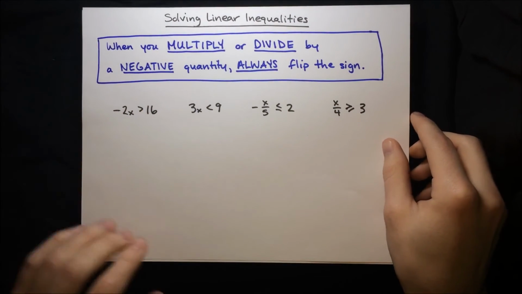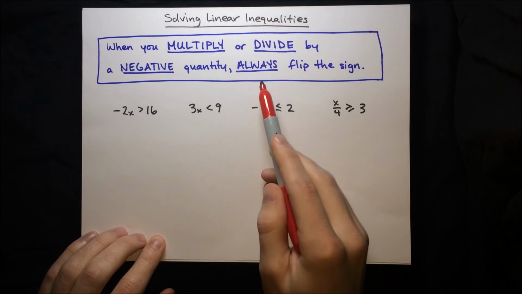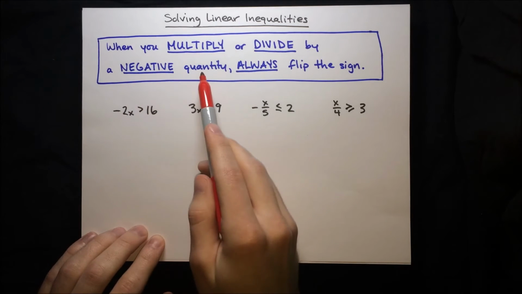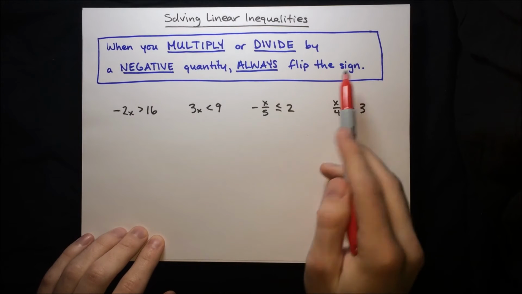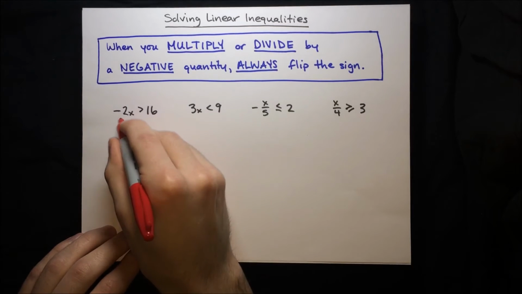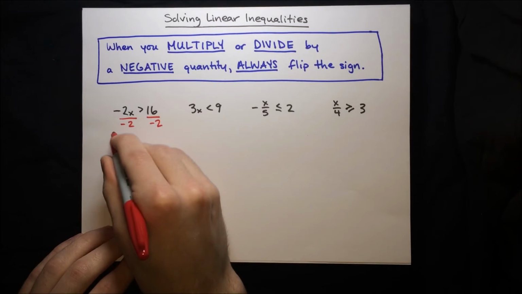Before we talk about why we have to flip the sign, let's do a few examples to highlight when we have to flip the sign. So when we multiply or divide by a negative quantity, we always flip the sign. So for example, here we need to divide by negative 2 on both sides to get that x alone.